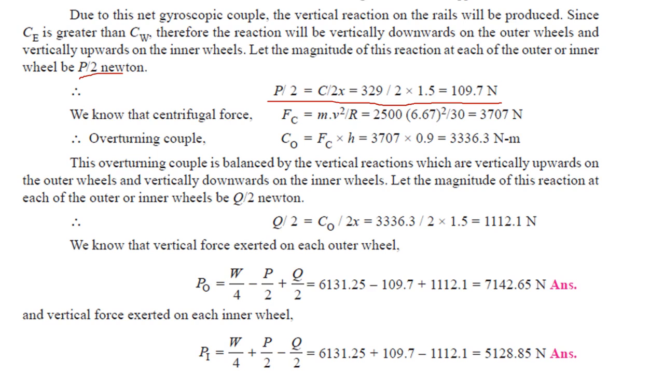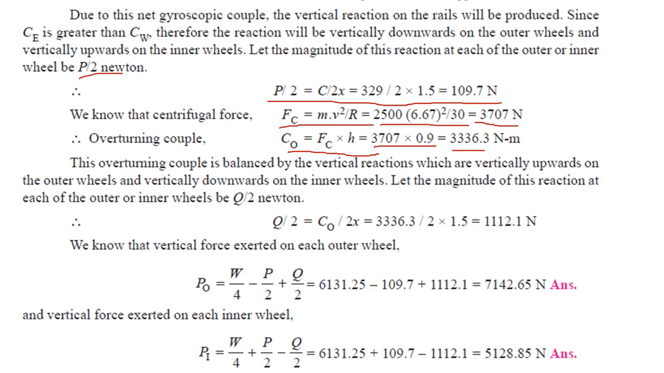And you know that the centrifugal force is Fc equal to mv square by r. Taking mass, velocity and radius into account, you get 3707 Newton, and the overturning couple will be equal to Fc into h, so that will be 3707 into 0.9, so you get 3336.3 Newton meter. And this overturning couple is balanced by the vertical reactions, which are vertically upwards on the outer wheels and vertically downwards on the inner wheels.